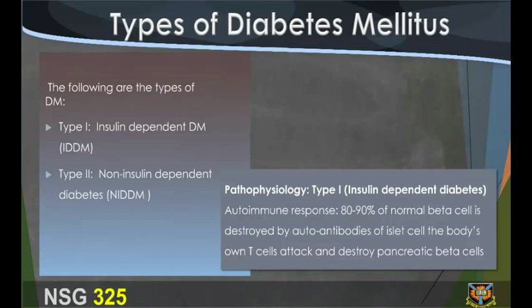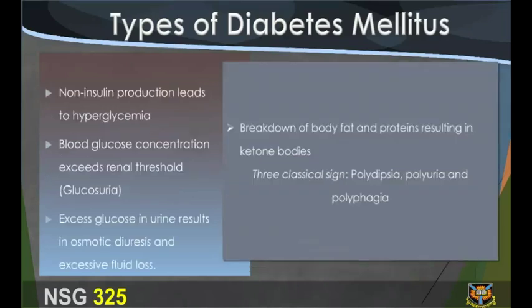Types of diabetes mellitus. The following are the types of DM. Type 1, insulin-dependent DM. Type 2, non-insulin-dependent diabetes. Pathophysiology. Type 1, insulin-dependent diabetes. Autoimmune response: 80 to 90% of normal beta cells are destroyed by autoantibodies of islet cells. The body's own T cells attack and destroy pancreatic beta cells.